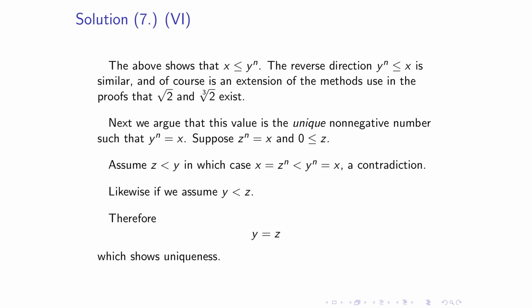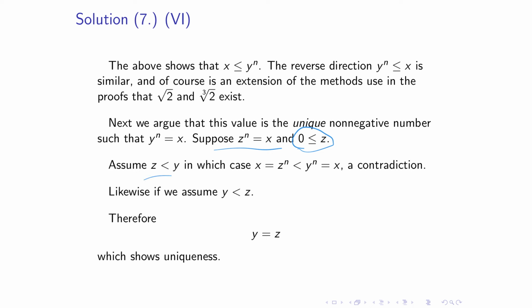So there we have it. We now know that, in a sense, nth roots exist, although we do need to prove uniqueness. So how do we show uniqueness? Well, suppose that any number, we'll call it z, also has the property that z to the n is equal to x, and z is a non-negative number. And now we want to prove that y and z are equal.